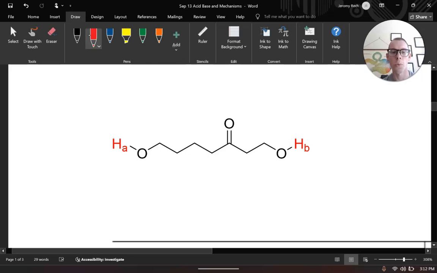All right, let's go and look at our fourth one here. Both HA and HB are going to be an alcohol on an alcohol. They're the exact same functional group. And then I have a ketone sitting in the middle. Go ahead and pause the video and think to yourself, which of these, A or B, would you say is more acidic and why?